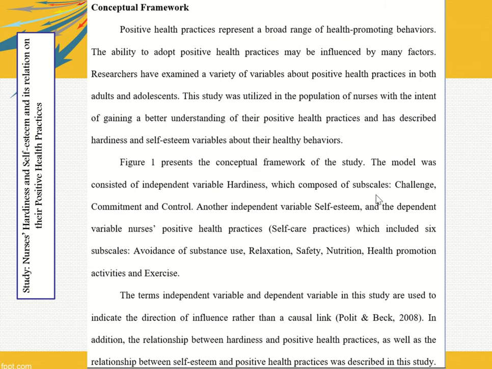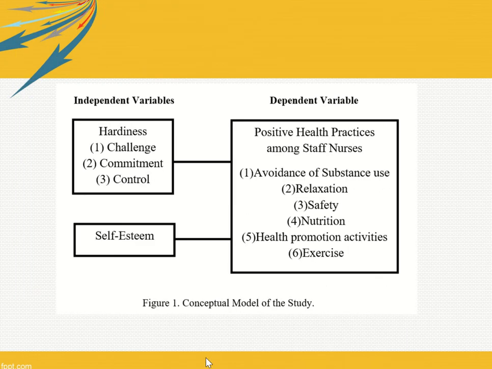So yan, pinakita lang yung mga independent variable and the dependent variable. So sabi pa dito, the terms independent variable and dependent variable are used to indicate the direction of influence rather than a causal link. So meaning we are after the association between variables. So ito yung conceptual model of the study.